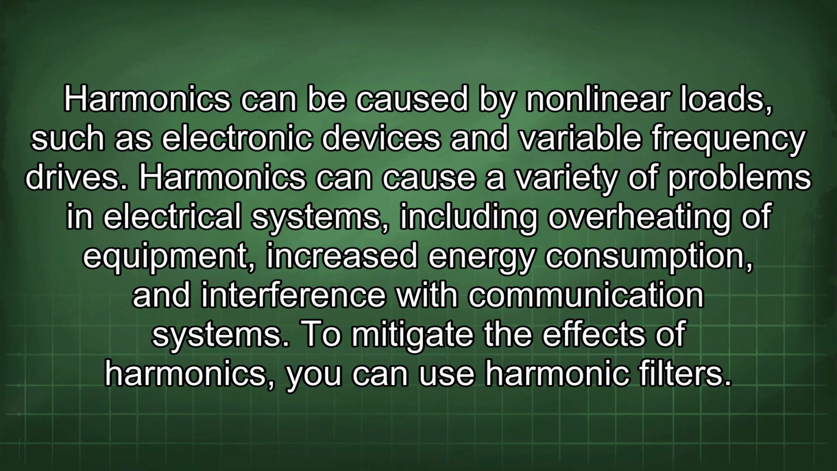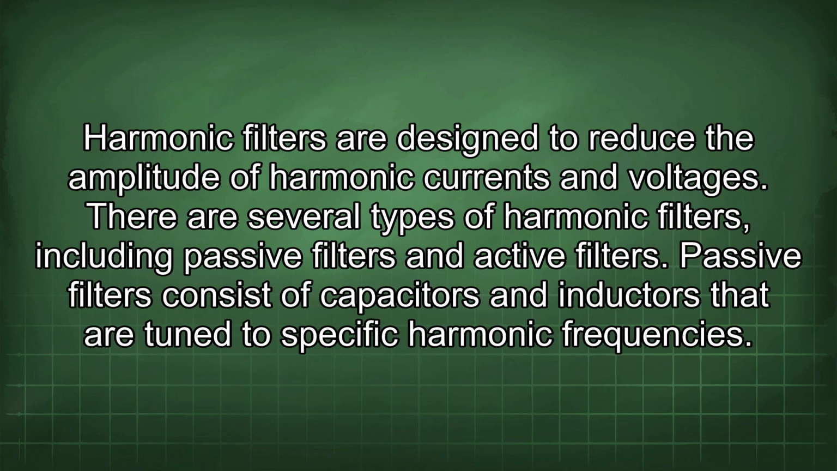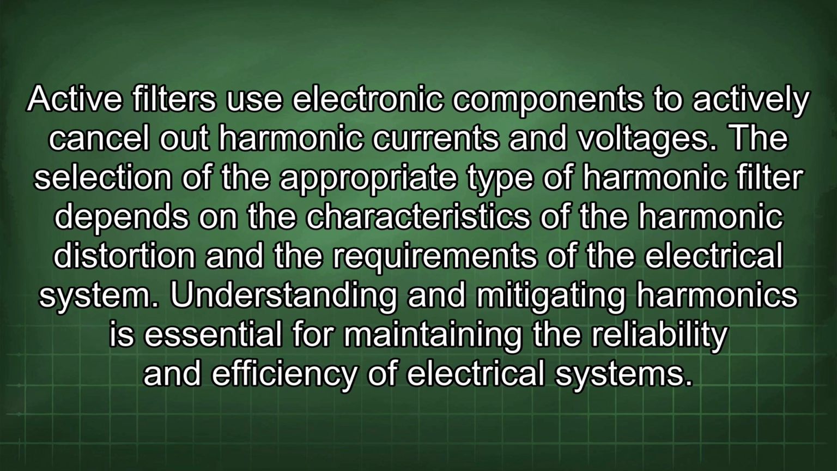To mitigate the effects of harmonics, you can use harmonic filters. Harmonic filters are designed to reduce the amplitude of harmonic currents and voltages. There are several types of harmonic filters, including passive filters and active filters. Passive filters consist of capacitors and inductors that are tuned to specific harmonic frequencies. Active filters use electronic components to actively cancel out harmonic currents and voltages.